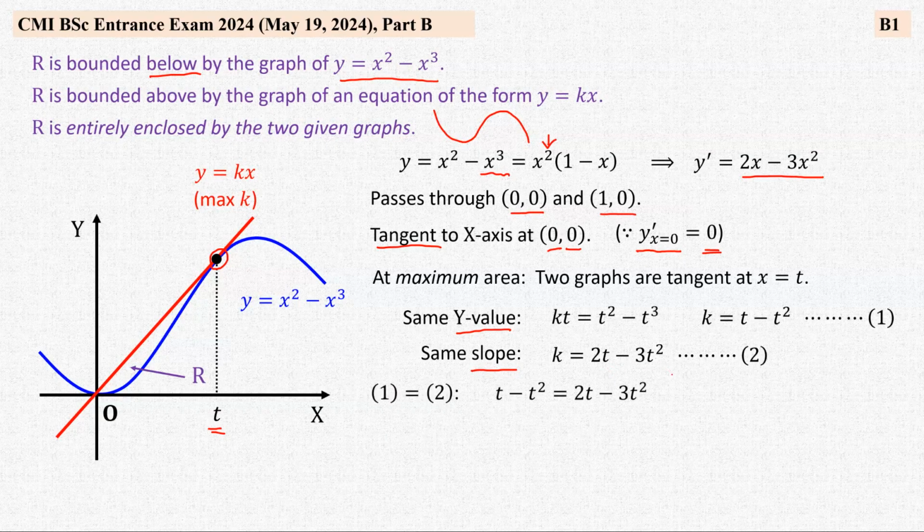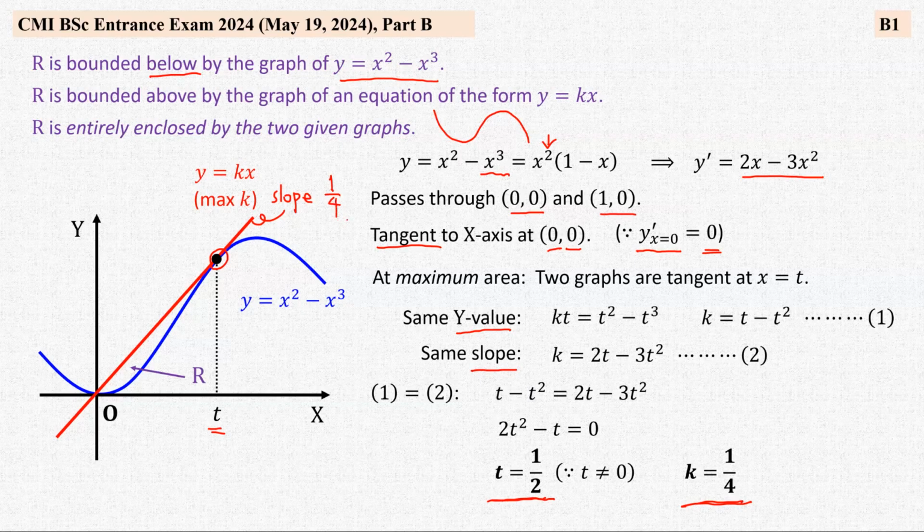We can easily solve this system of equations by equating the right-hand sides of the 2 equations. So this rearranges to 2t squared minus t equals 0, and because t is non-zero, we obtain the value t equals 1/2, which gives the k value k equals 1/4. Therefore, at the maximum area case, the slope of this line is 1/4, and the coordinates of the point of tangency are 1/2, 1/8.